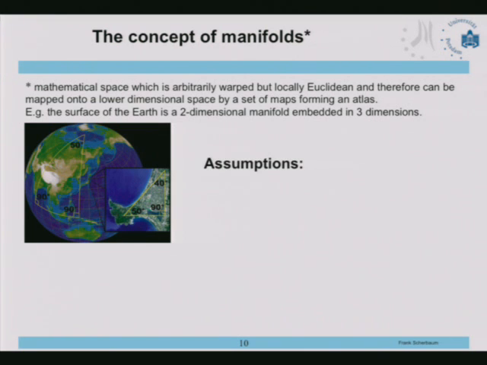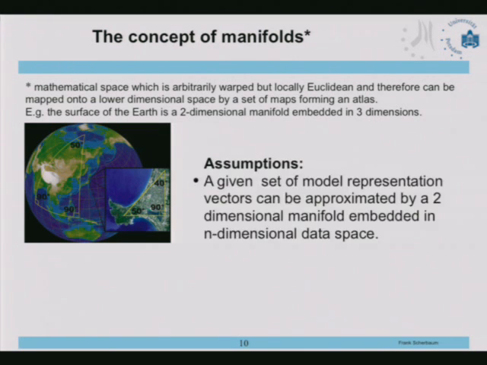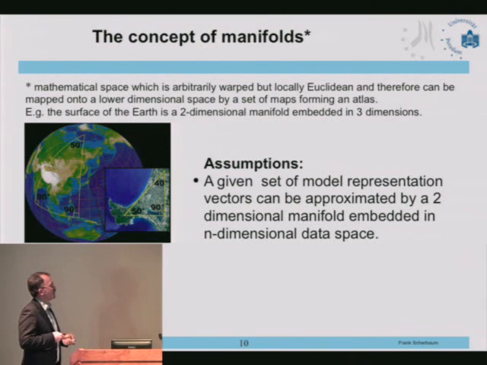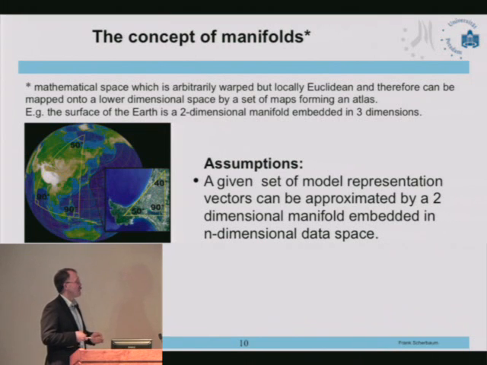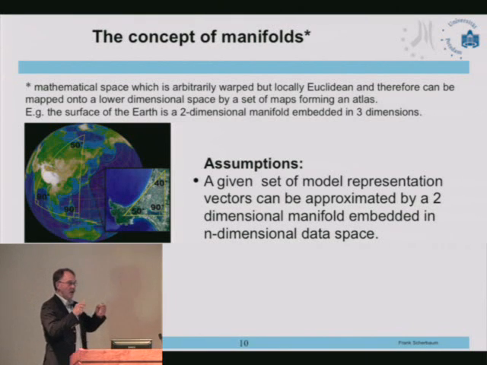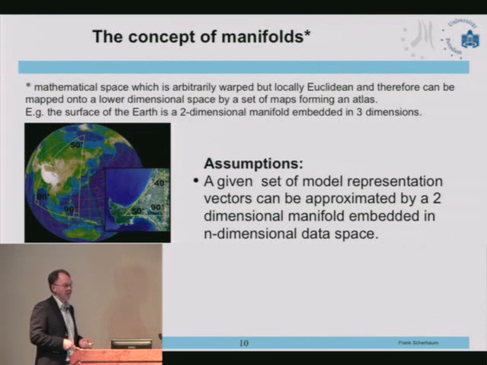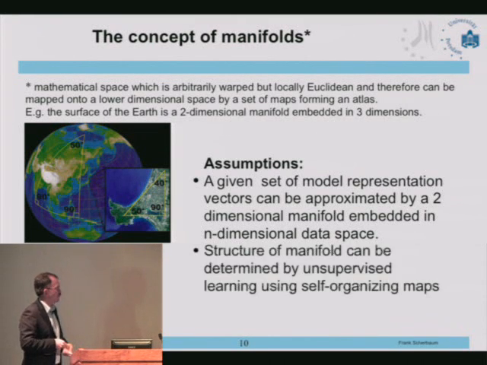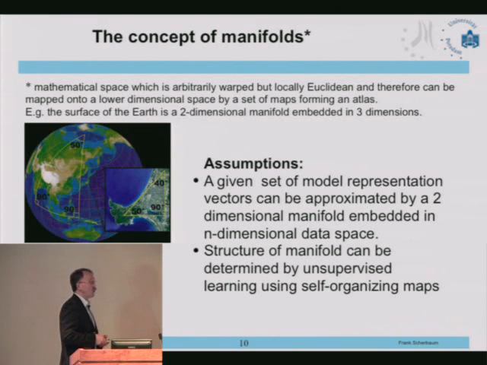Two assumptions I will make in this context. The first assumption is that a given set of model representation vectors can be represented by a two-dimensional manifold embedded in a very high-dimensional space. This means that the model representation vectors span some warped surface which is embedded in a very, very high-dimensional space, and the structure of which we assume that we can learn.